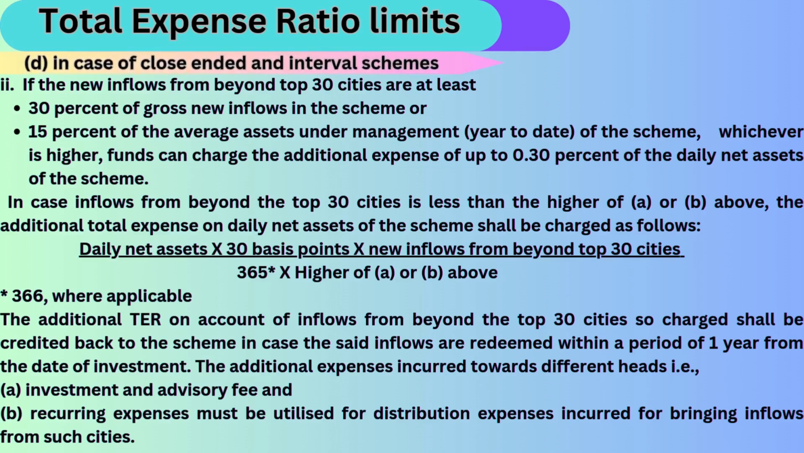The additional TER on account of inflows from beyond the top 30 cities so charged shall be credited back to the scheme in case the said inflows are redeemed within a period of 1 year from the date of investment. The additional expenses incurred towards different heads, that is A, investment and advisory fees, and B, recurring expenses, must be utilized for distribution expenses incurred for bringing inflows from such cities.